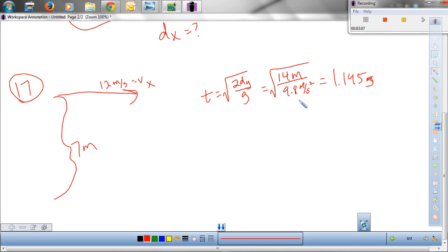Seconds, sorry, that was dumb of me. And then dx equals Vx t. So I'm going to say Vx is 12 meters per second, and t really is about 1.2 seconds. So that'd be 14.4 meters.